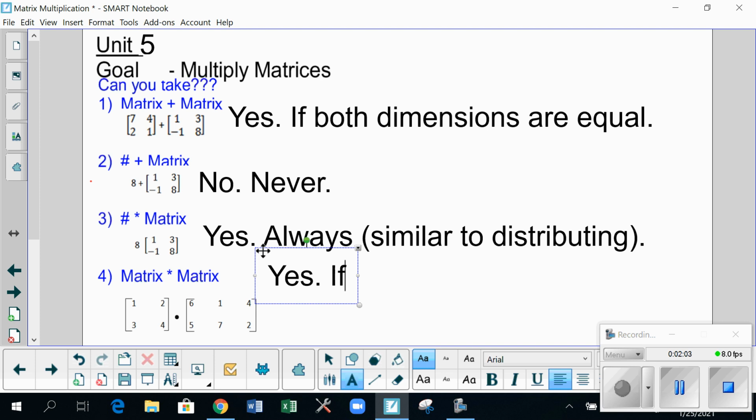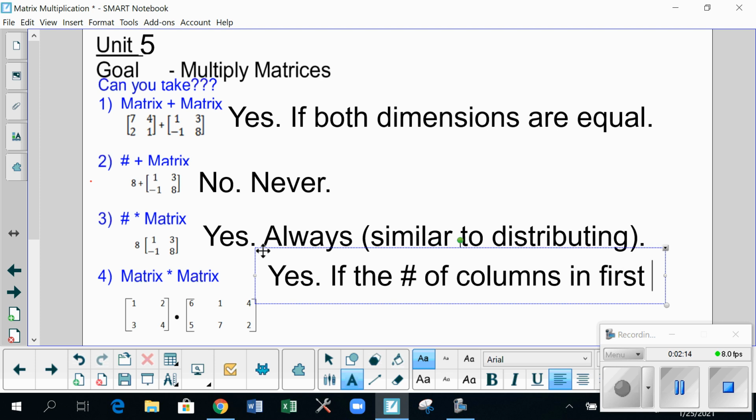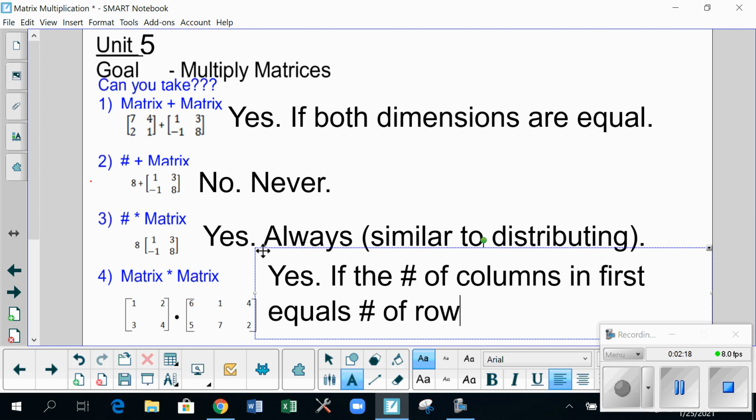The only way you can multiply two matrices together is this. It's if the number of columns in the first matrix equals the number of rows in the second matrix. It's this really bizarre thing that has to happen.